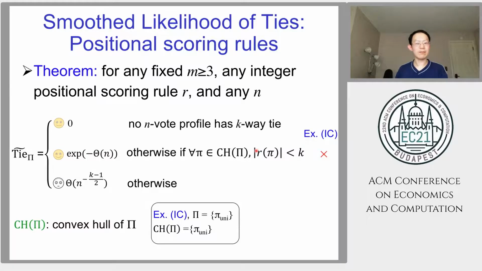Let's look at an example of impartial culture. In impartial culture, capital Pi has just one distribution, pi_uni, the uniform distribution over all linear orders. You can verify that it doesn't satisfy the condition for the exponential case, because if you apply any positional scoring rule to this uniform distribution, everyone will be a winner, so the number of winners is going to be m, and we're never going to have m strictly smaller than k. So in the IC case, we either have the zero case or the polynomial case, and the degree of the polynomial is as indicated in the theorem.